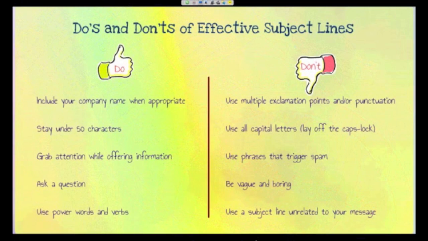recognize. You don't need to use it all the time, but when appropriate. And stay under 50 characters. You're not writing a novel there. If it's long, they're not going to see it anyways. They're accessing it on their mobile device, on their iPad, even on their desktop. The email client's not going to show all those 50 characters.